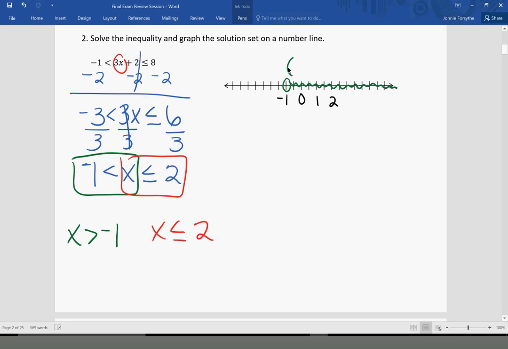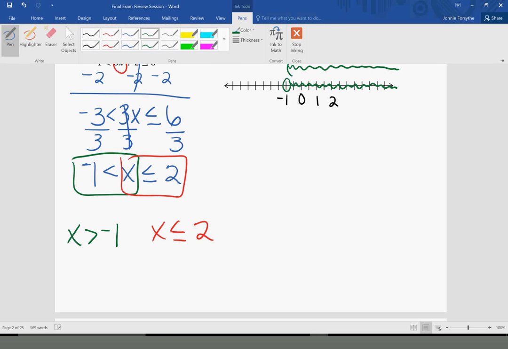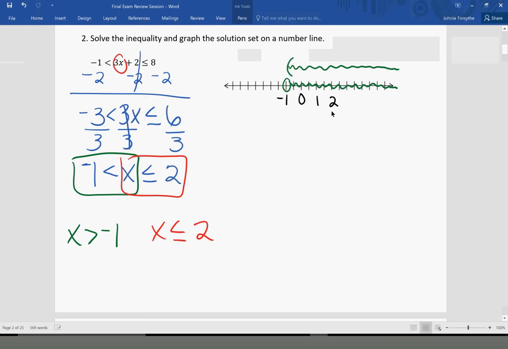Or if you use parentheses and shade to the right, that's also how it would look. Let's do the other one, x is less than or equal to 2. So here is 2. That's going to be a closed circle because I am including 2, and all the values less than 2 are to the left. Or if you were to use a bracket to represent that equal to, and shade to the left.